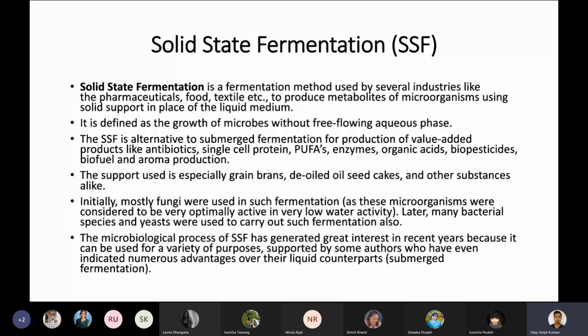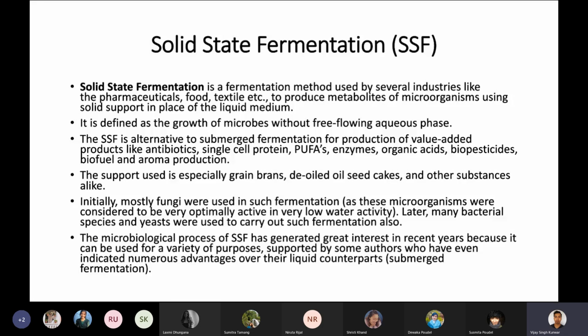So there has been much progress made in solid state fermentation. We are trying to shift towards solid state fermentation. The microbiological process of solid state fermentation has generated greater interest in recent years because it can be used for a variety of purposes, supported by some authors who have even indicated numerous advantages over their liquid counterparts, submerged fermentation. So there has been this renewed interest in solid state fermentation.